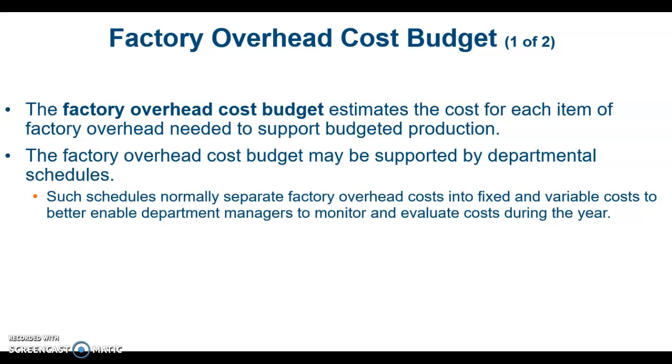So we covered direct material, direct labor, and now it's time to do factory overhead. For factory overhead, the company would have an estimate of each manufacturing overhead cost expected, and then they would put it into a budget so it would look like this.